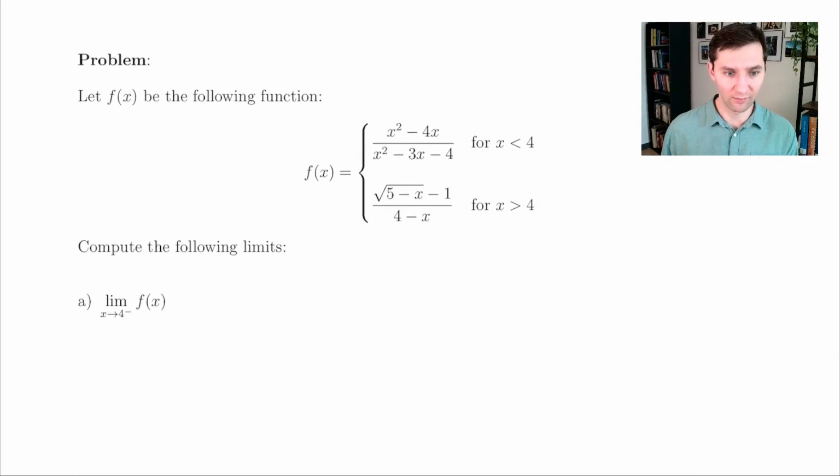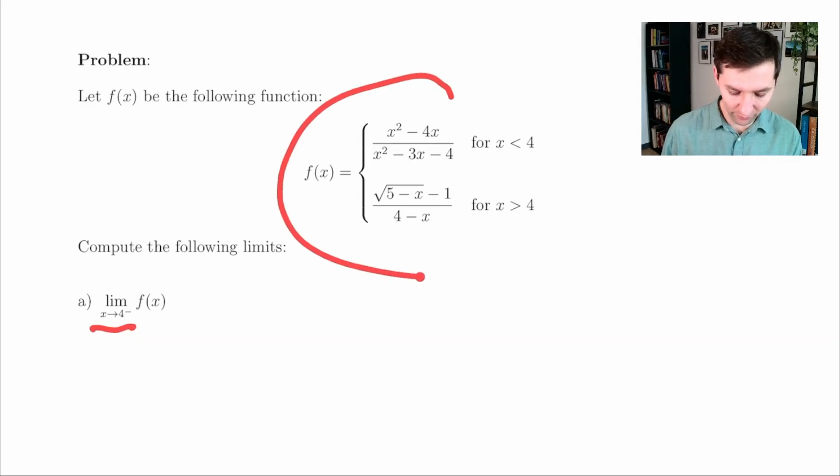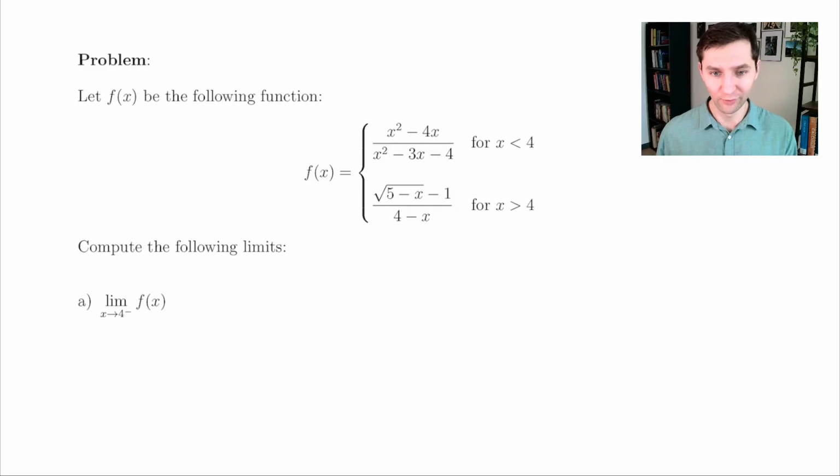Let's start with the limit as x approaches 4 from the left. This function looks complicated, but if you keep your cool, I believe you can handle it. I look at 4 from the left, which means I'm using numbers less than 4, the inputs less than 4.